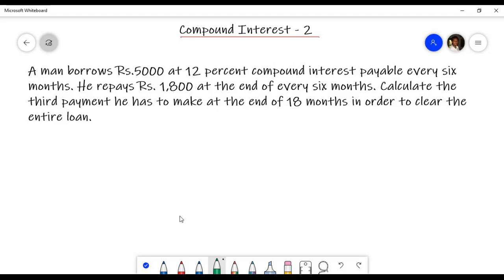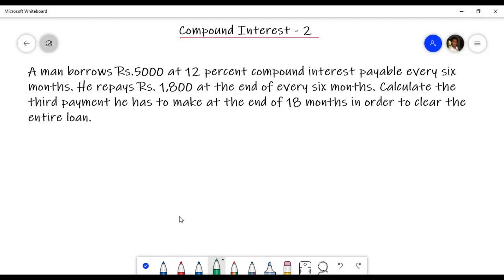In this problem, we'll be learning how to find out the actual amount repaid if there is some money repaid at the end of every 6 months. Here is the question. A man borrows rupees 5,000 at 12% compound interest payable every 6 months. Remember, payable every 6 months. Now he is repaying rupees 1800 at the end of every 6 months.